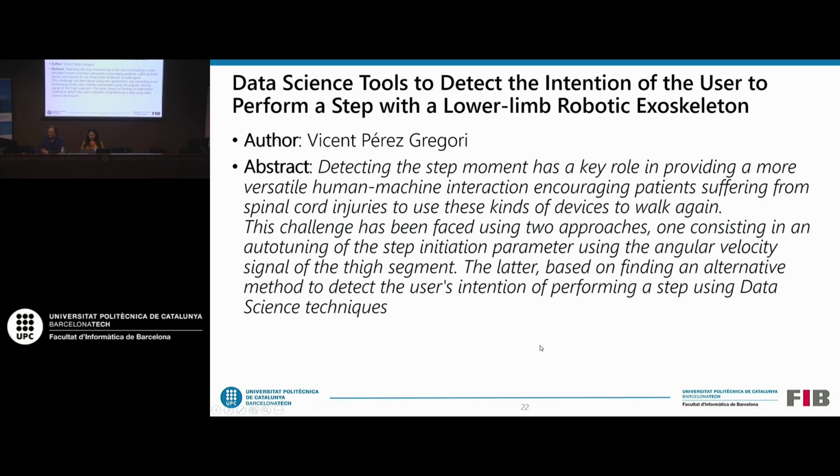Vincent went for another direction. Basically, when you have a robotic exoskeleton, how to make the decision if you need to move a finger or not, for example, based on the inputs that you get from the person. So it's a pure data science approach to make the decision of making a move with your exoskeleton.